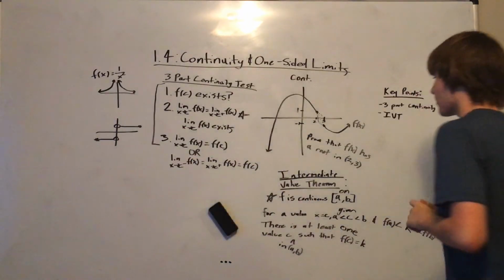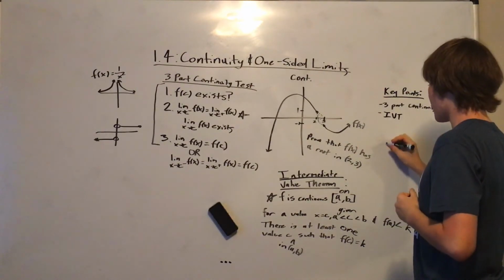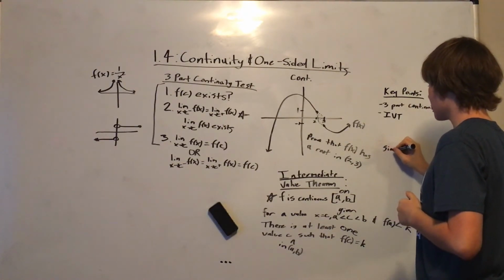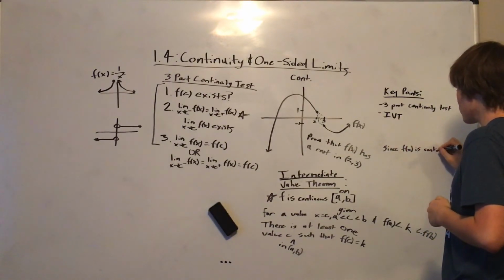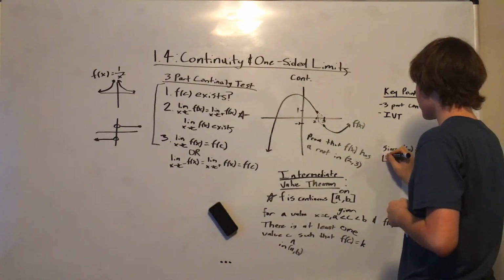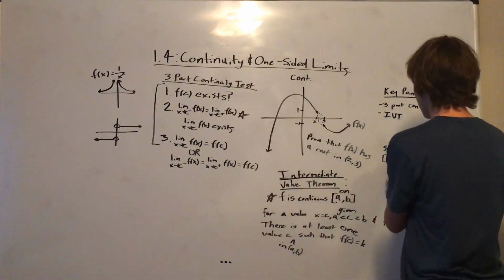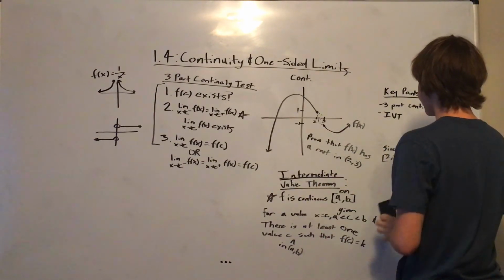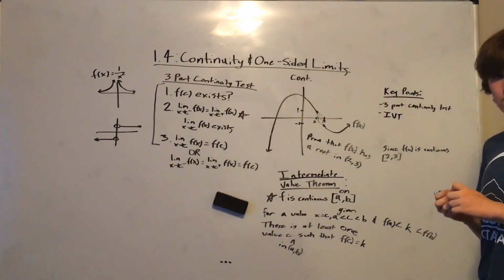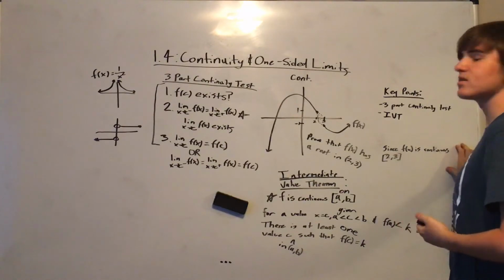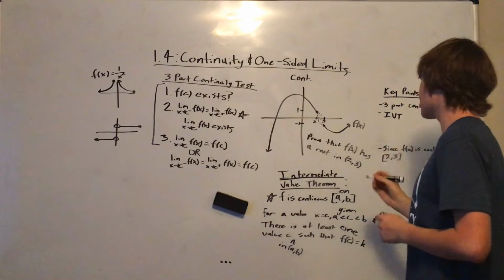So the first thing you have to say every single time is that since f of x is continuous on the closed interval [2, 3]. This would have to be either given to you in the problem, or you're given something like a polynomial, which is always continuous everywhere. You always have to have this continuity statement at the beginning, or else they're going to get really mad at you and take points away.